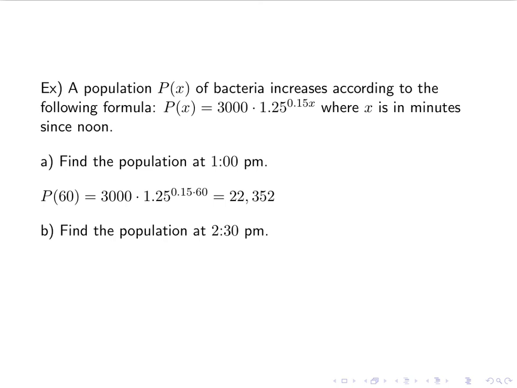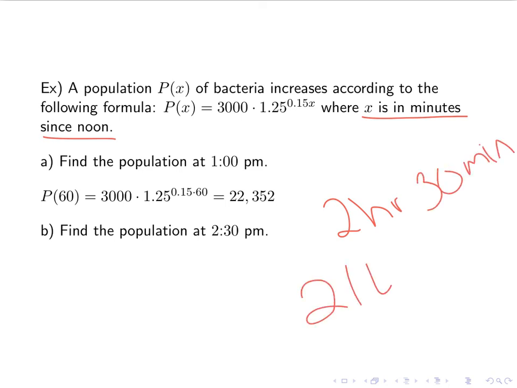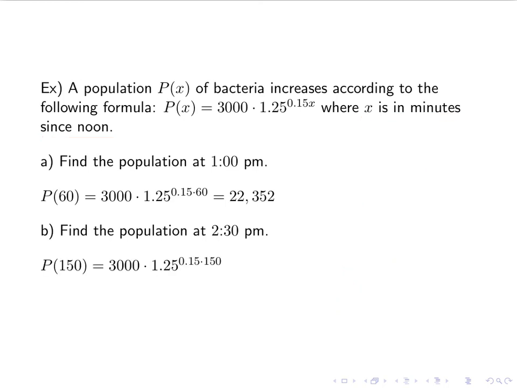Find the population at 2:30 p.m. So again, I need to know how many minutes since noon that is. So it's 2 hours and 30 minutes. Each hour is 60 minutes. So if I have 2 times 60 plus 30, I'm going to have 150. So I got to make sure that I'm plugging in the right number, which is 150. Again, order of operations, pay special attention. And I'm getting 454,566, again rounded to the nearest integer.